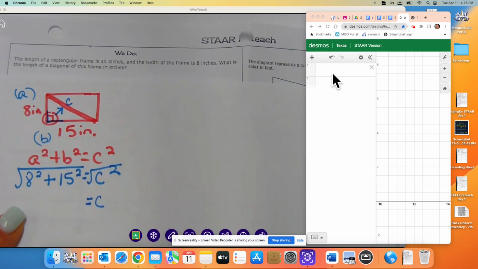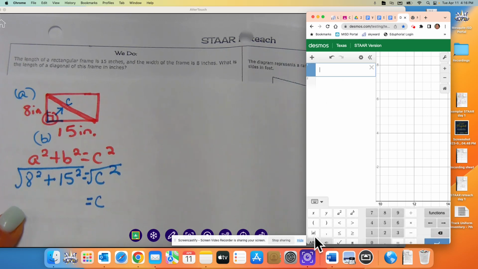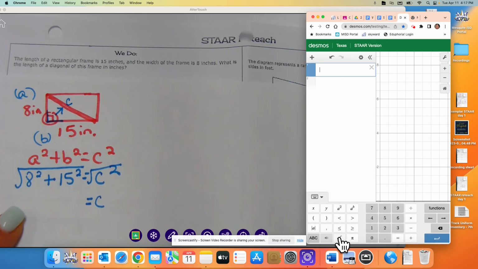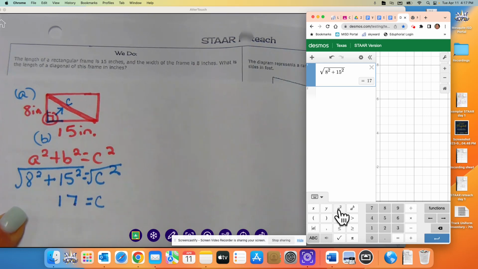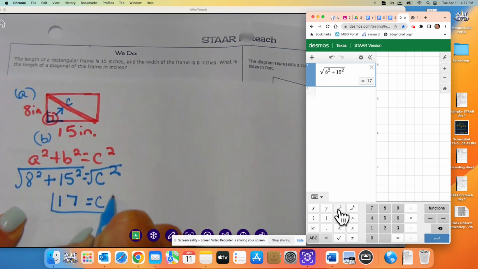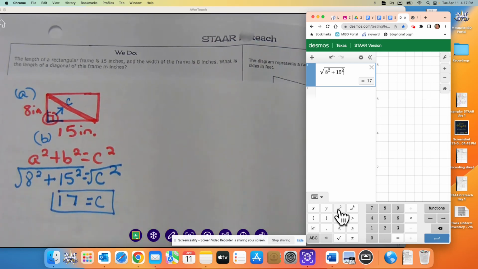So I'm going to come over here to Desmos, and don't forget to put on the square root symbol. And I have 8 squared plus 15 squared. So C, my answer, is equal to 17. Okay.